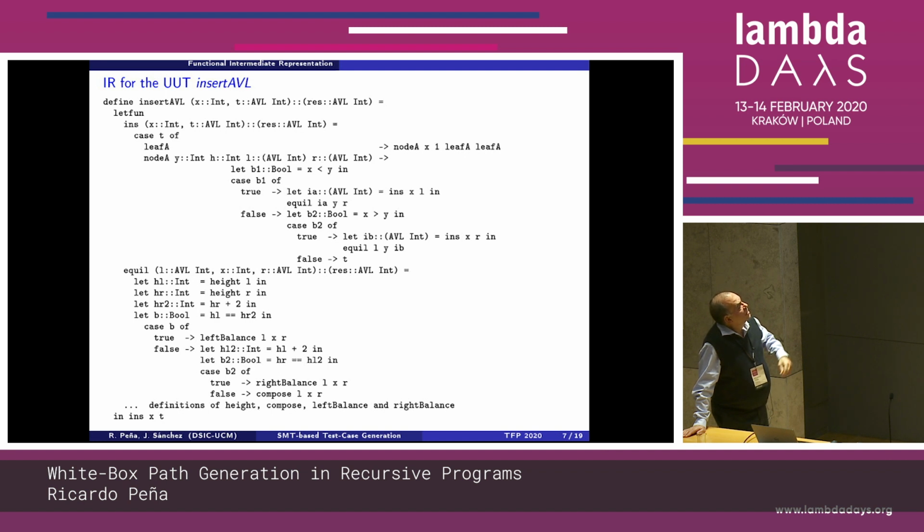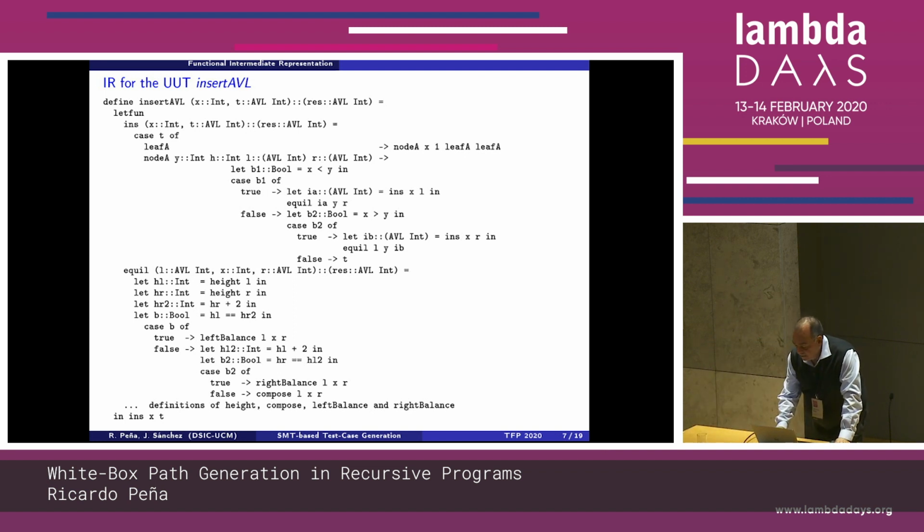If it's not empty, you have to decide if you insert to the left or to the right. And after inserting in the tree, you do a balance checking the equal function. The equal function is here. You compute the height of the trees, you compare, you detect a left unbalance or a right unbalance, and so on. Then I only show part of the unit here.